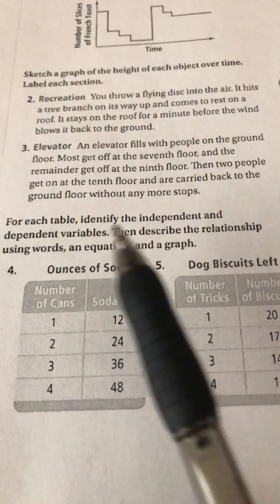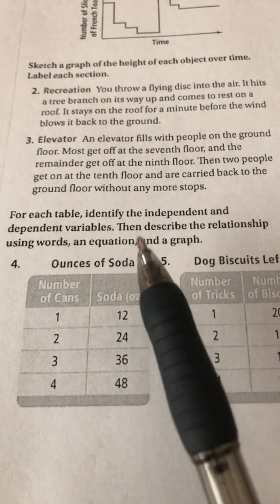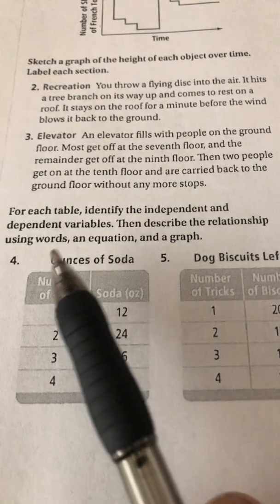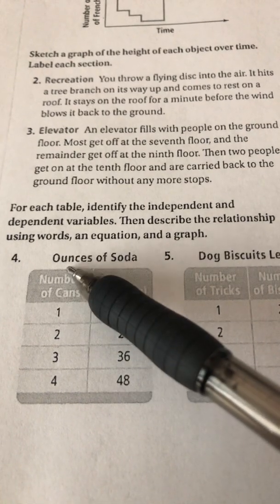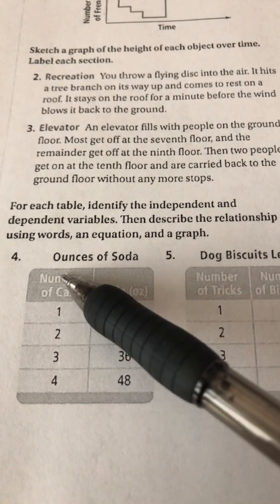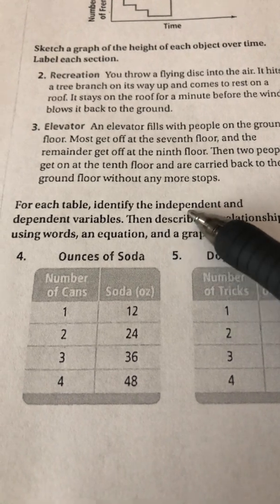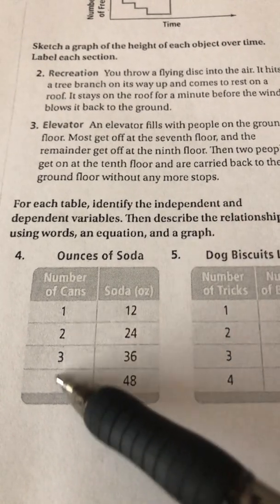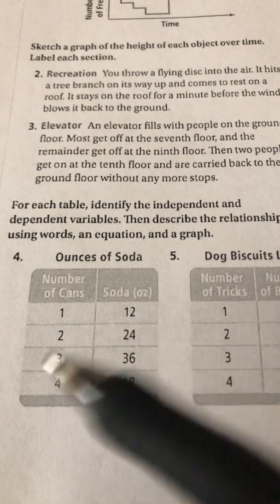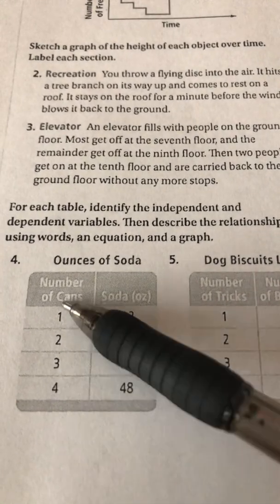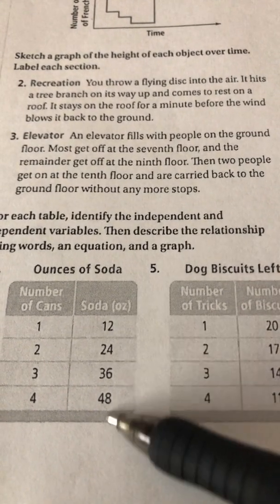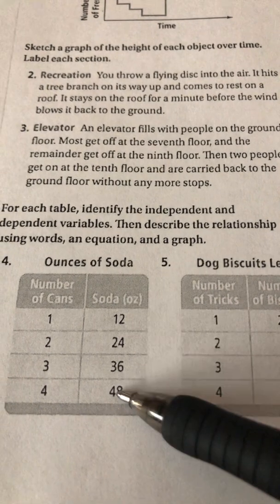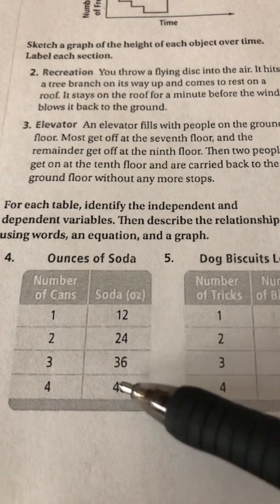Okay, for each table, identify the independent and the dependent variables, and then describe the relationship using words, an equation, and a graph. So for number 4, remember the input is the x value. Input is independent. Input, independent, x value. So these are going to be the inputs, or the x values, the independent variables. So is this. This is going to be the input. And then the output is the y, or the dependent variables. The dependent variables are here. This is the soda, and this one is the number of biscuits for dog treats.